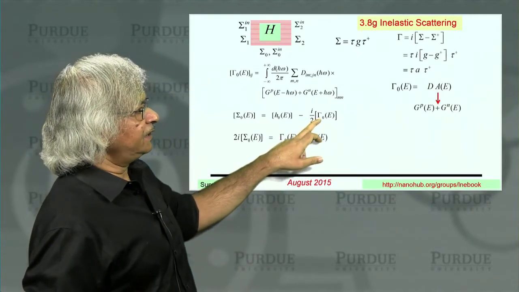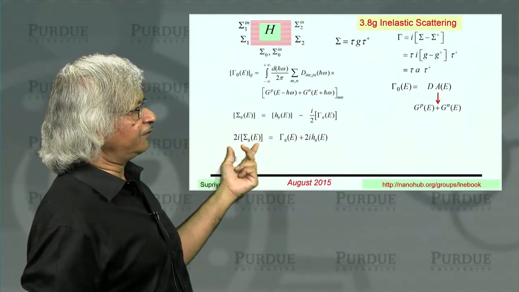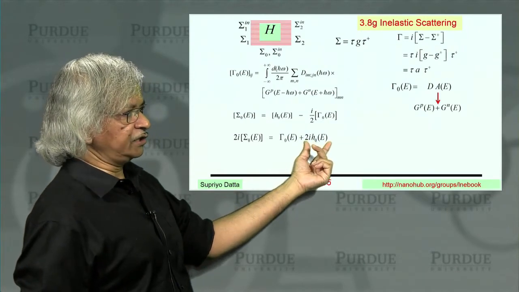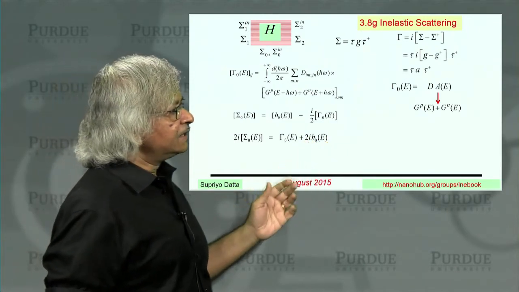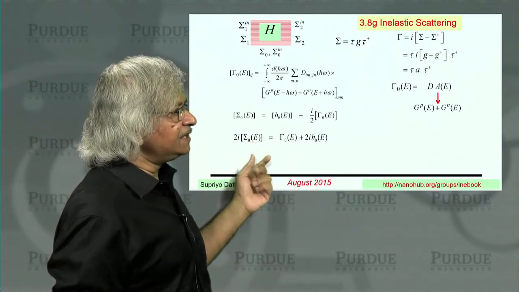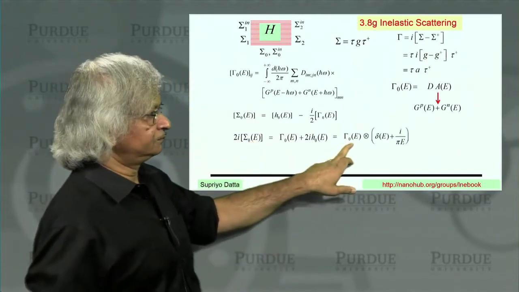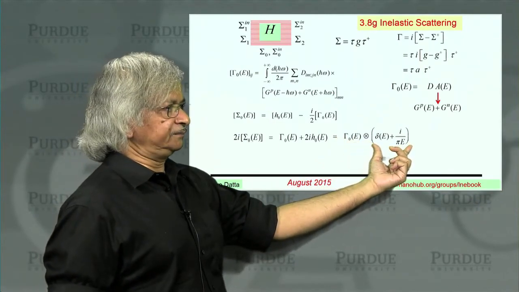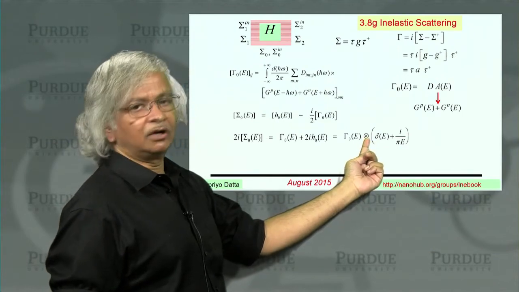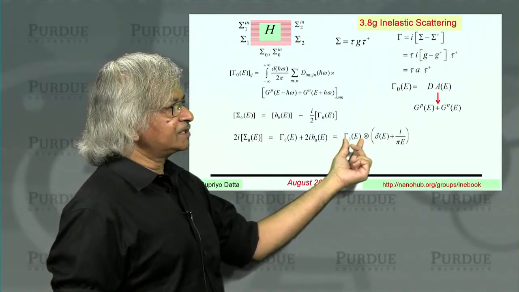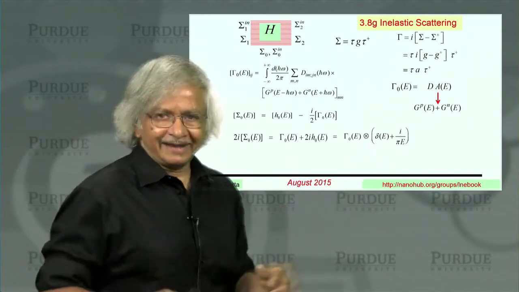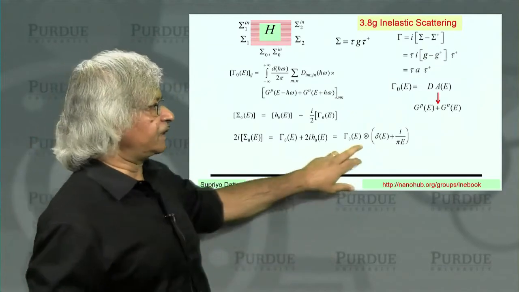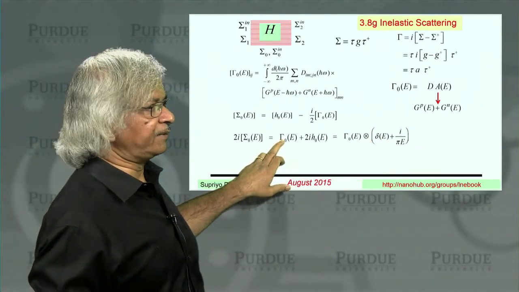So algebraically, let me just multiply this by 2i and write it as 2i sigma 0 is equal to gamma 0 plus 2i H0. Now the point is that sigmas in general must have the following form. Gamma 0 convolved with this function. So this is the symbol for convolution. So gamma 0 convolved with a delta function, in fact any function convolved with a delta function gives back the same function. So that first term is really just another way of writing gamma 0.